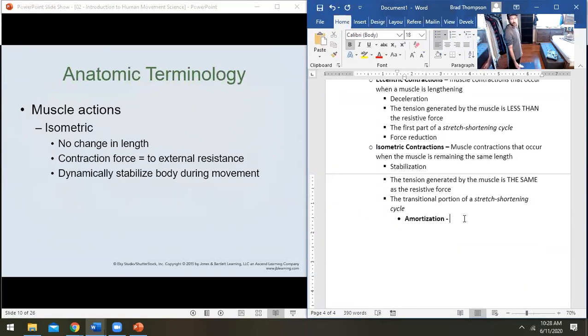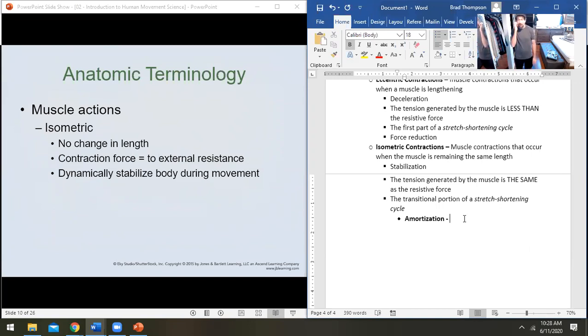Let's say I'm going to be really explosive about this. If I wanted to make my bicep super explosive, I would drop it like this. I would lengthen the muscle, and then I would shorten the muscle, and I want the time between the two to be as short as possible. I do not want there to be very much time. That amount of time that exists, though, rather than calling it isometric, we use a special term when we're describing explosive movements. We call that transition time amortization.